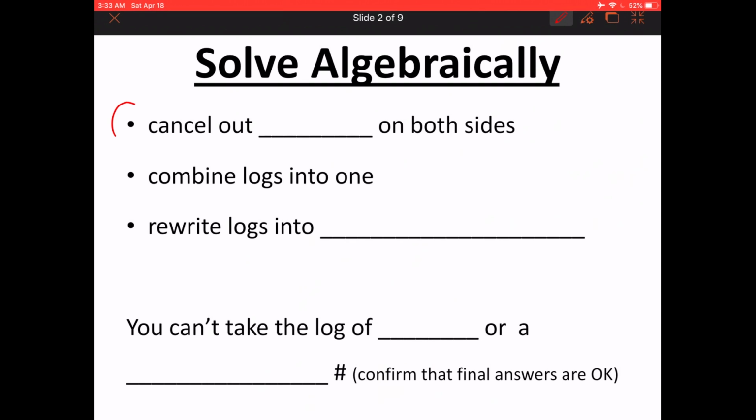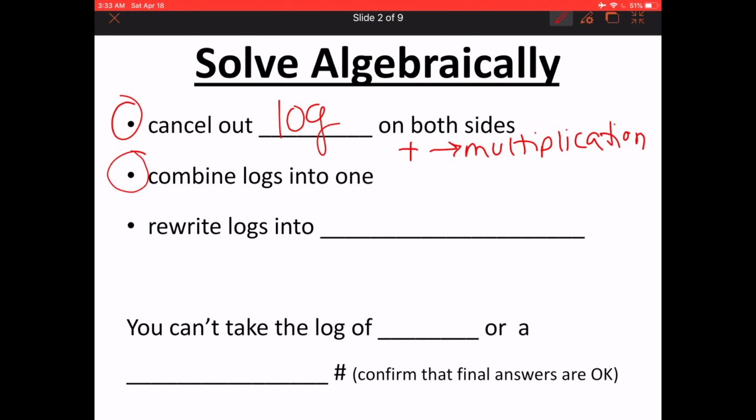The first bullet point that we want to remember when we solve algebraically is to cancel out logs on both sides. If we have a log on the left of the equal sign, log on the right, they can cancel out. Our second bullet point, combining logs into one. Remember, if we have logs being added, we can combine those with multiplication. And if we have logs being subtracted, we can combine those with division.